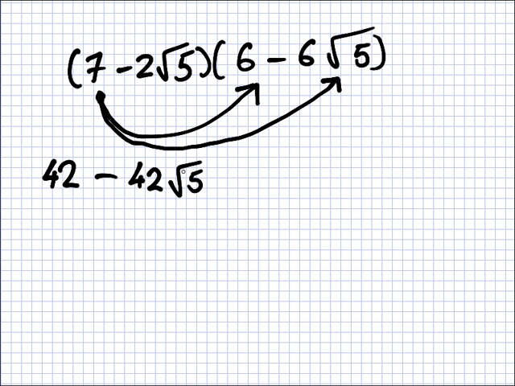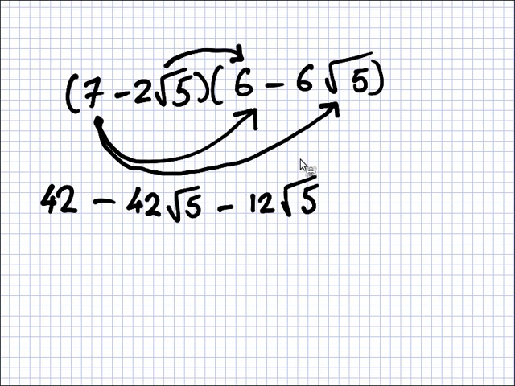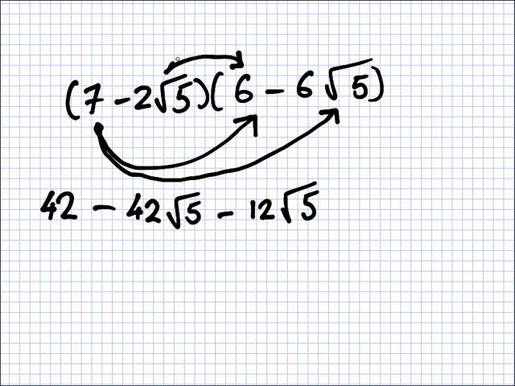Root 5 stays the same, because 7 multiplies the 6. Then minus 2 root 5 multiplied by 6, so that's minus 12 root 5. Okay? Now the last one we need to be very careful with. Minus 2 root 5 multiplied by minus 6 root 5. So the minus 2 and the minus 6 multiply to make plus 12. And the root 5 multiplies the root 5 to make root 25.